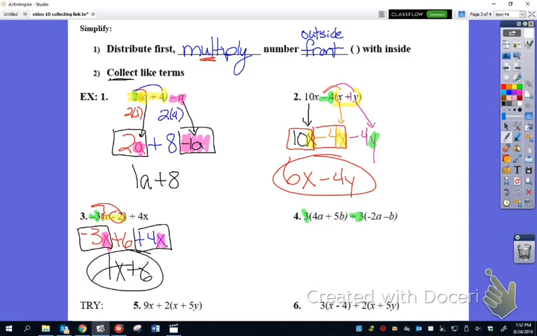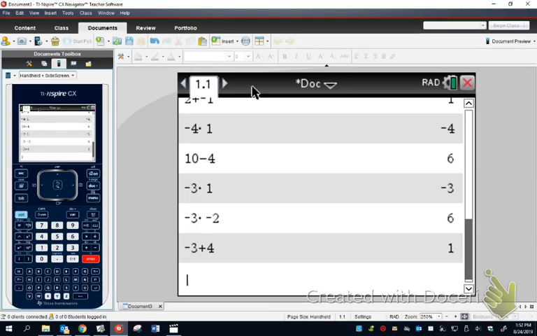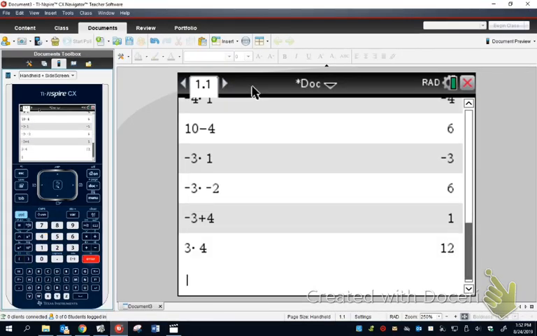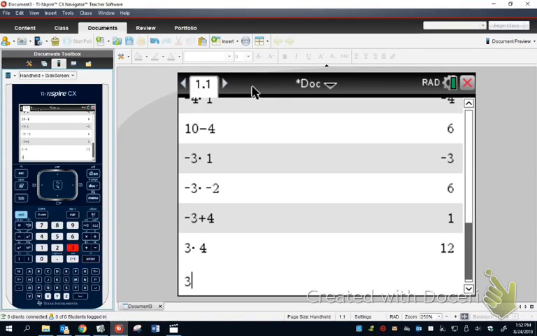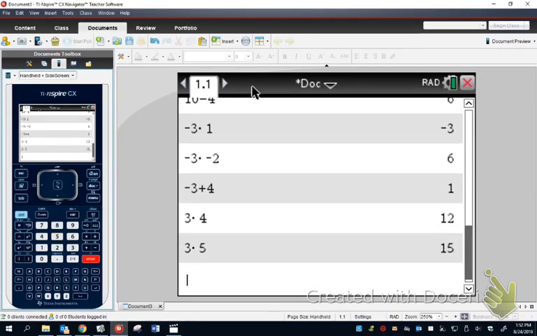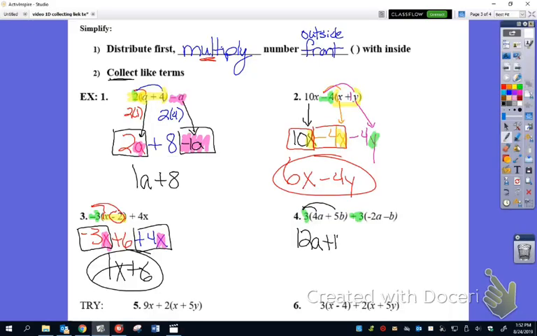Number 4, 3 parentheses 4, and that's 12. So 12a, and then 3 parentheses 5, so that's 15. So plus 15b. Now notice that's the end of that parentheses. Okay, so that's this part. Now I have another set of parentheses, which is over here. So I'm going to have that set over here. So this is 3 times negative 2.